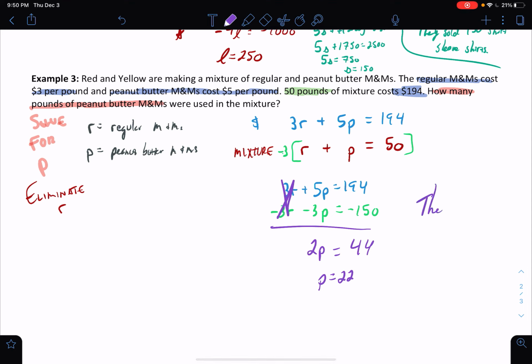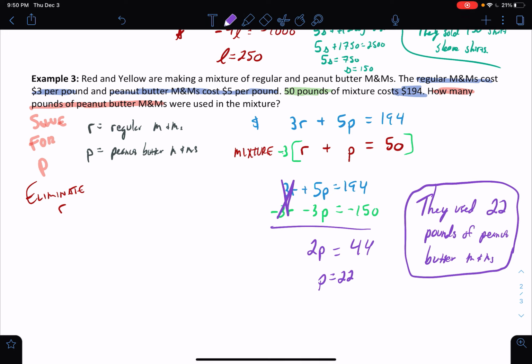So they used 22 pounds of peanut butter M&Ms. Okay? So that is how we could use that word problem to set up our two equations in standard form, one dealing with the money and one dealing with just the number of pounds, and then eliminate to solve for one of our variables, and then interpret what does that number mean? What does P equals 22 mean? That means that they used 22 pounds of peanut butter M&Ms in the mixture.